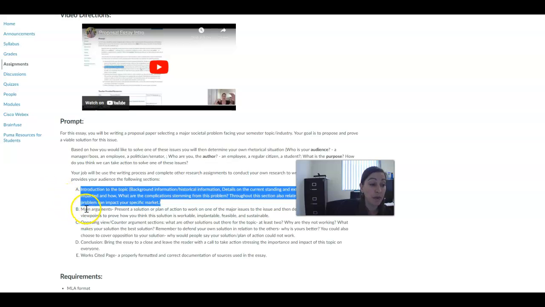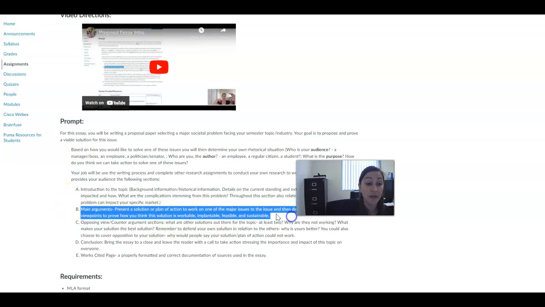So then we move into the main argument section. This is where you're going to present your solution. What are the reasons you know this solution can work? Again, that comes through your research. You've got to look at what other companies are doing, what other countries are doing, what experts in the field are saying as to why this solution can work. You're going to have to come up with two main arguments to prove why this solution can work.